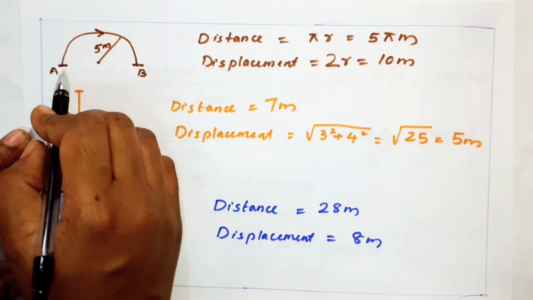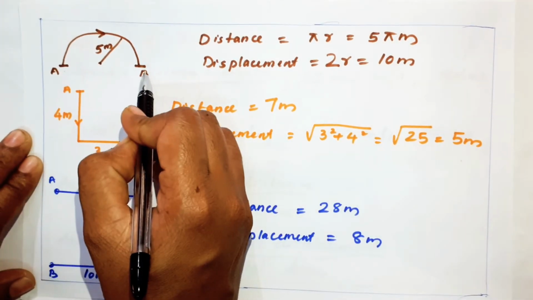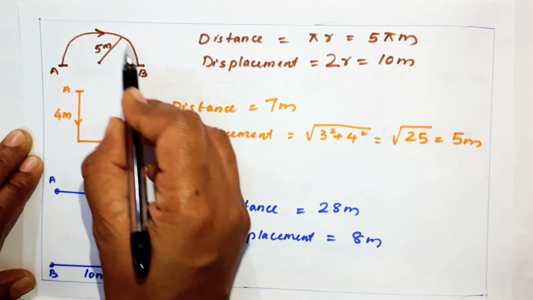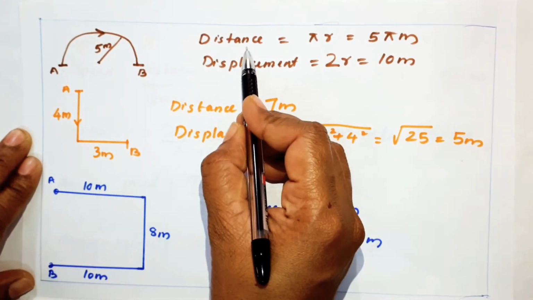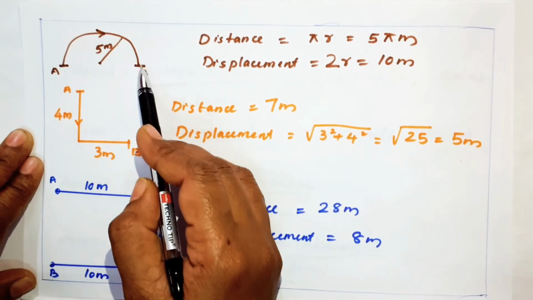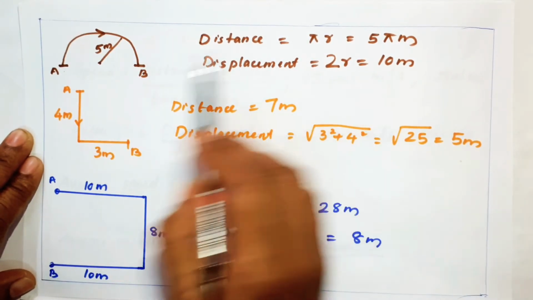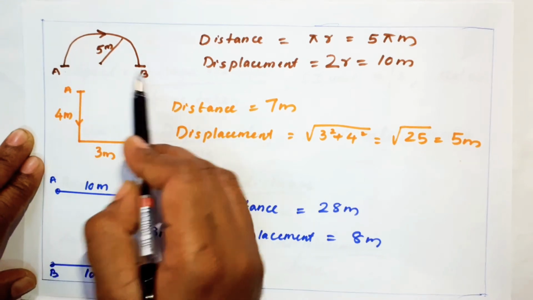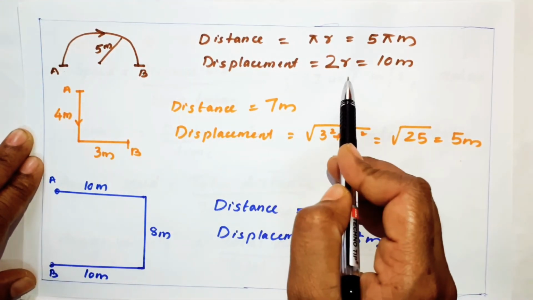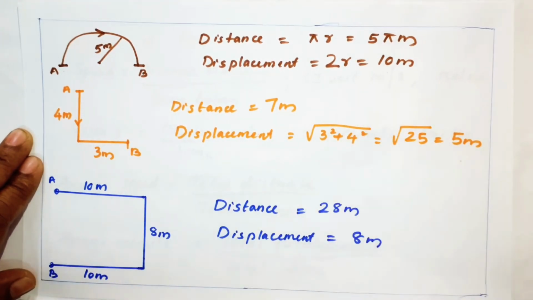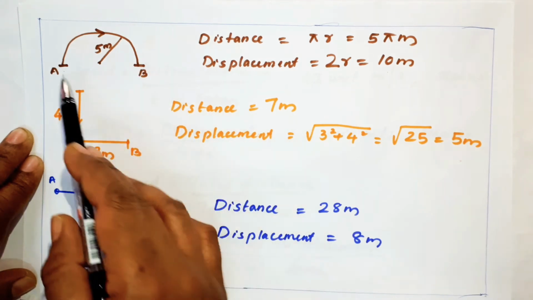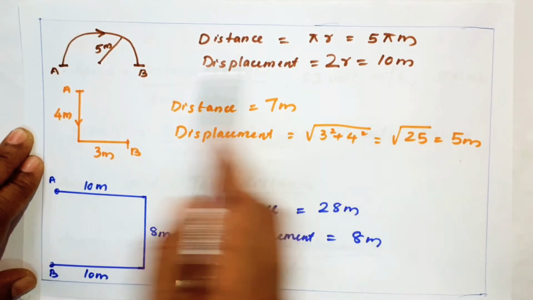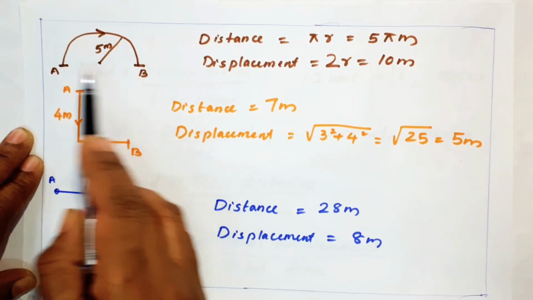See, a body starts from A and it reaches B. It goes a semicircular path of radius 5 meter. What is the distance? It is half of the circle, so it is pi r. Displacement is nothing but shortest distance, so it is 2r. So it is 10 meter. So distance is 5 pi meter and displacement is nothing but 2r because this distance is nothing but the diameter.